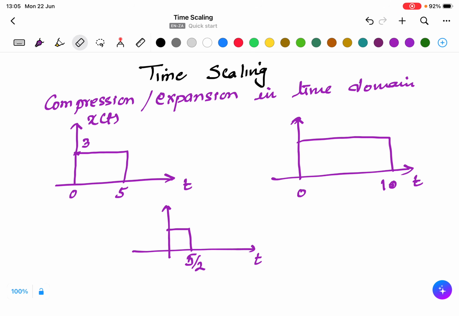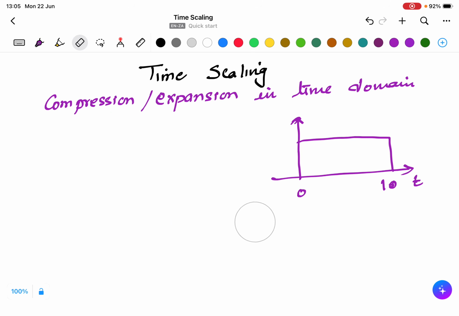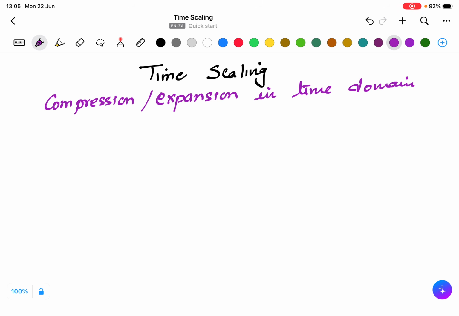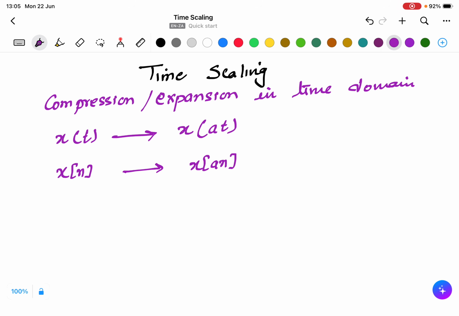Now let's go back to how we are going to work on it. So if the signal is, let's say, x of t or maybe x of n given to you, and you are doing a time scaling of it, it will be x of at and x of an. What this a signifies here is the amount of scaling you are doing, and the value of a is going to determine what you are going to do with respect to the signal.